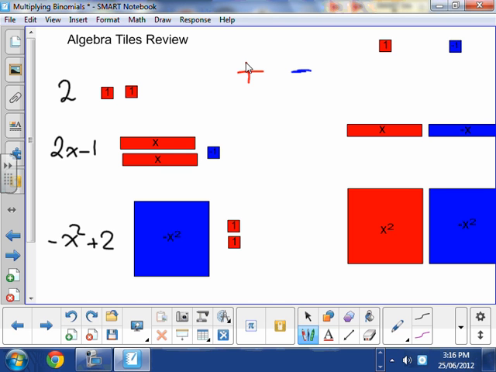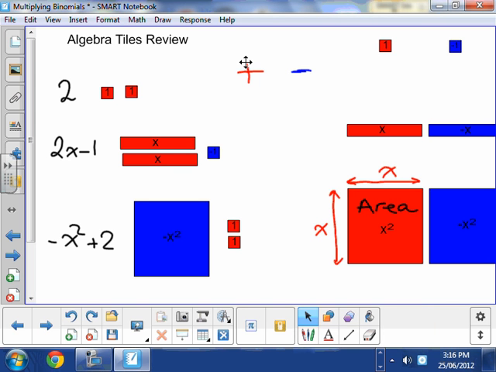Okay, now that we talk about x squared, can you explain to me why x squared is represented by a square? Well, we don't know the side length of that square, so we called it x. And therefore, the other side length will be x as well. X squared is actually the area of that red tile, and if I multiply x and x together, I'll get x squared. Okay, so now I understand the x squared.